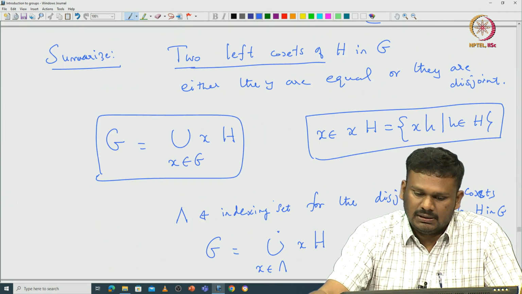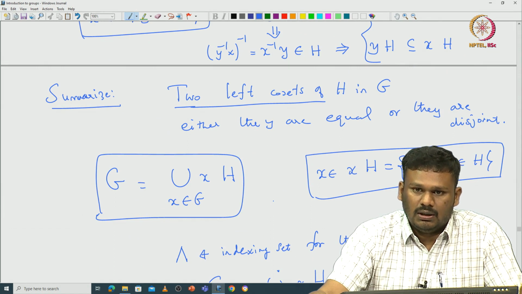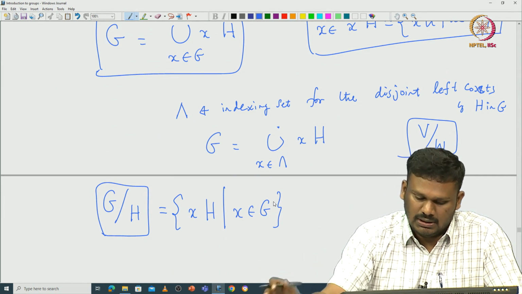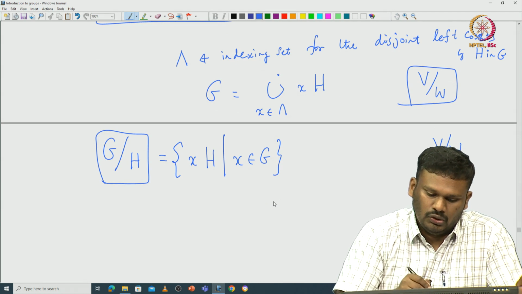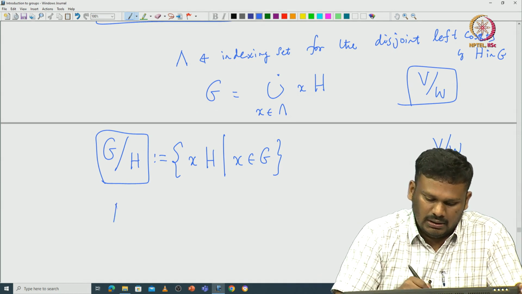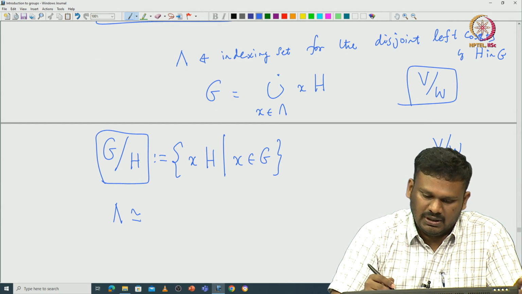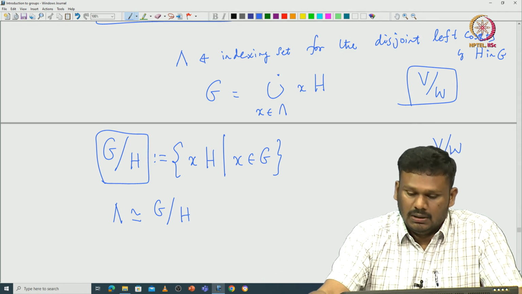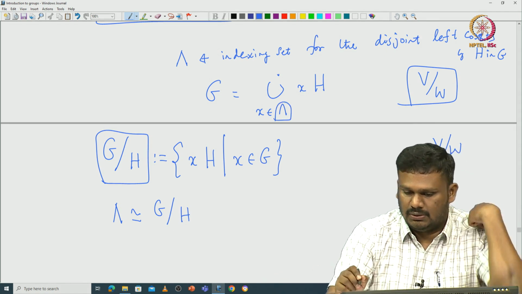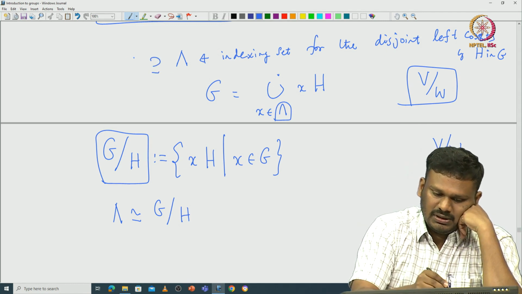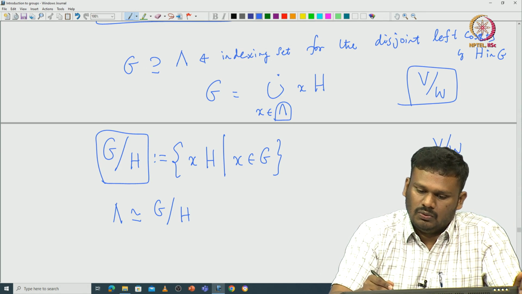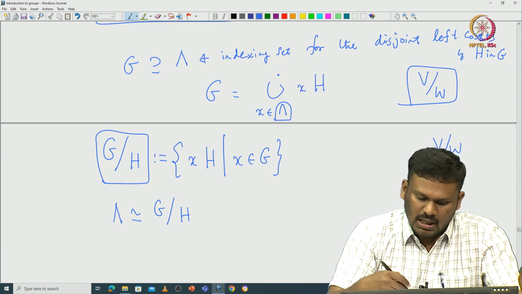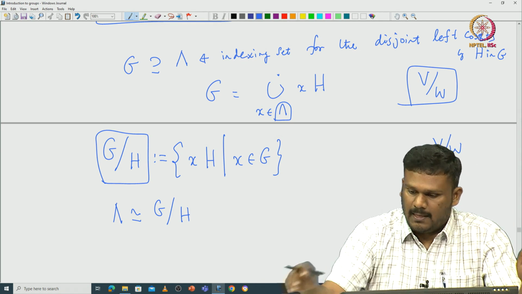And from this fact, if you take two left cosets, either they are equal or disjoint. So if you take the distinct ones, they are all disjoint. That collection we denote by G mod H. And if you think about it, there is a natural correspondence between capital Lambda and G mod H, because capital Lambda is the indexing set. You can treat it as a subset of G, where you collect only one element from each coset, from the distinct cosets, and that corresponds to this G mod H.